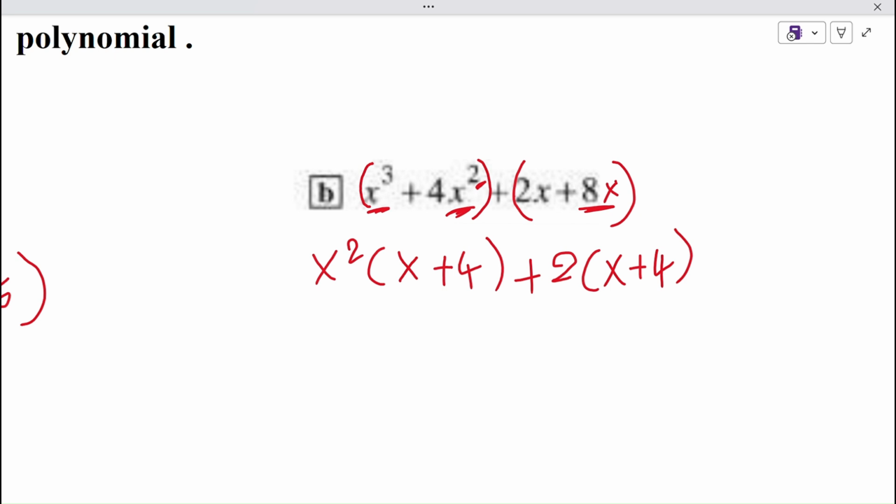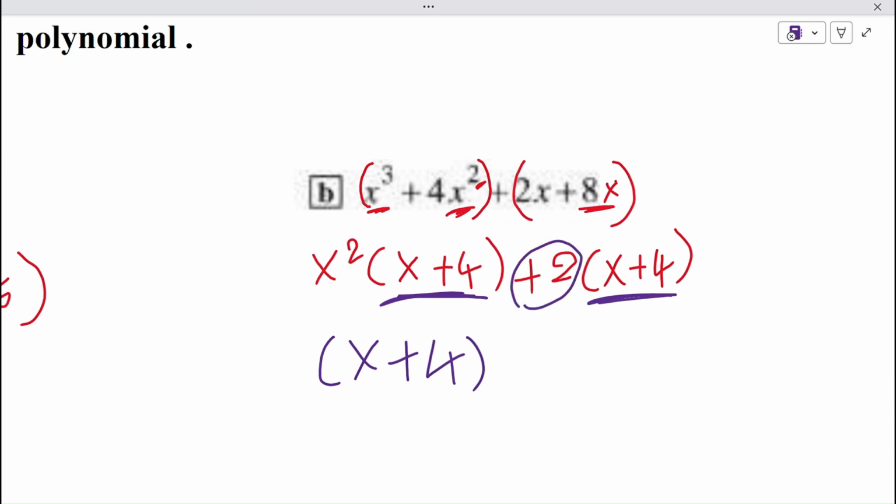Here we have this polynomial. But look here, we have x plus 4 and x plus 4. Just write one bracket, x plus 4, one time. Then we have a variable and one number outside this bracket. Combine them together, combine this one by this one.